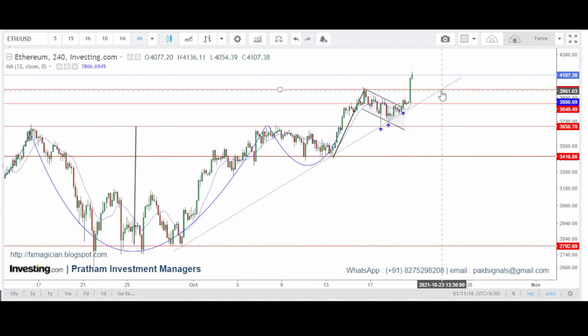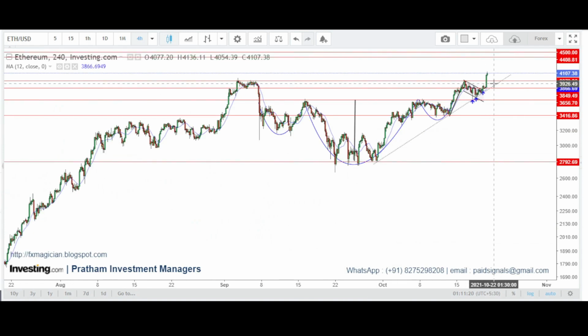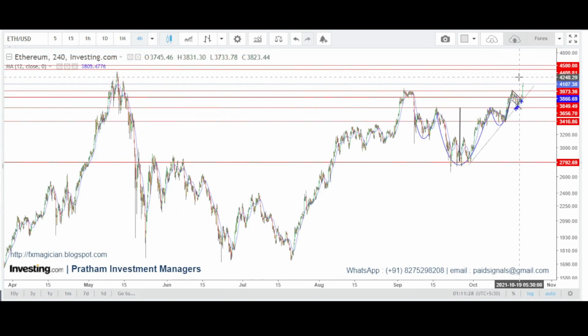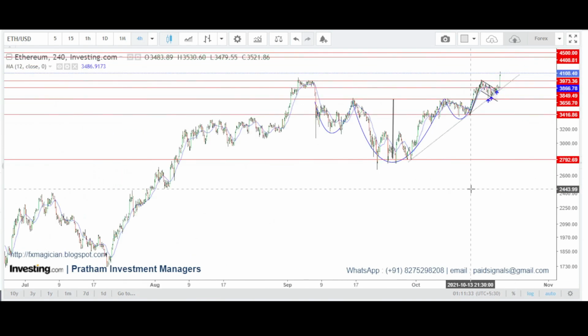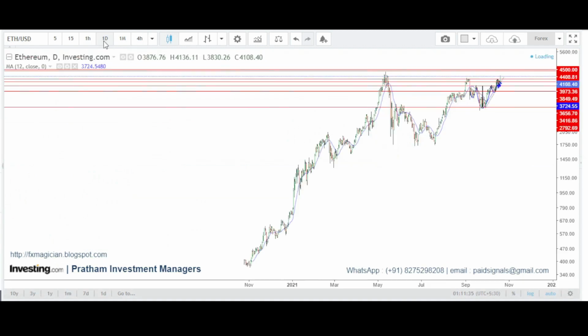It may come towards the trend line area, and then it will start moving higher. Or if the market supports, we might see the price move straight away towards the targets 4400 and 4500. Coming forward, we will see this chart in the daily time frame.